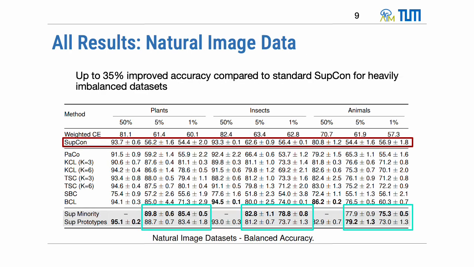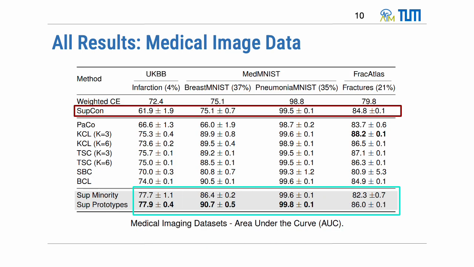So, as I said previously, these were the three natural image datasets where we did the imbalancing manually. We see here that our SubMinority also outperforms all the long-tail methods that you can see there in the middle, on the 5% and the 1% imbalance. And our SubPrototypes is also quite strong, typically outperforming most of the long-tail methods even at 50%.